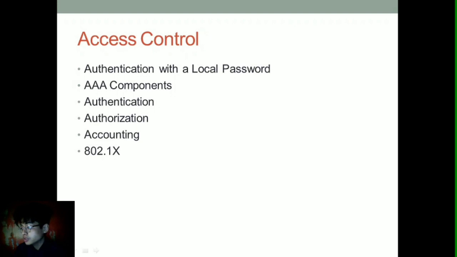Authorization is automatic and does not require users to perform additional steps after authentication. Authorization governs what users can and cannot do on the network after they are authenticated. And in accounting, it collects usage data. This data can be used for such purposes as auditing or billing. The collected data might include the start and stop connection times, executed commands, number of packets, and number of bytes.